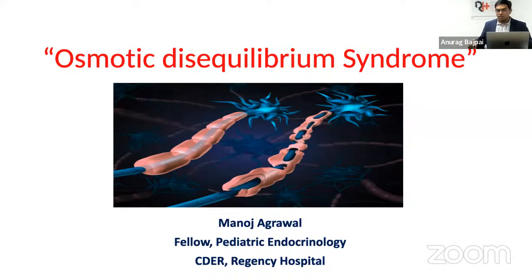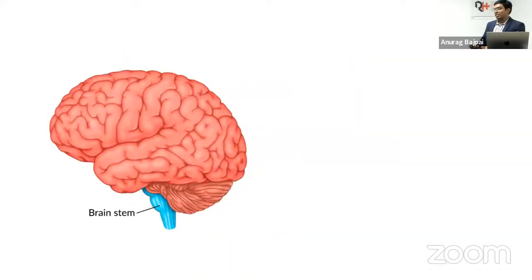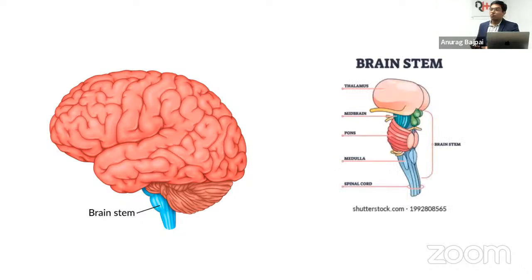Thank you, sir. It was a very nice case presented by my colleague, Dr. Dhwani. She has mentioned the very nice clinical features that the patient suffered. Now, looking into the topic, what is osmotic disequilibrium syndrome? In this disorder, mainly the brain is affected, and the part mainly affected is the brainstem. What is the importance of the brainstem? The brainstem has the pons, midbrain, and thalamus.